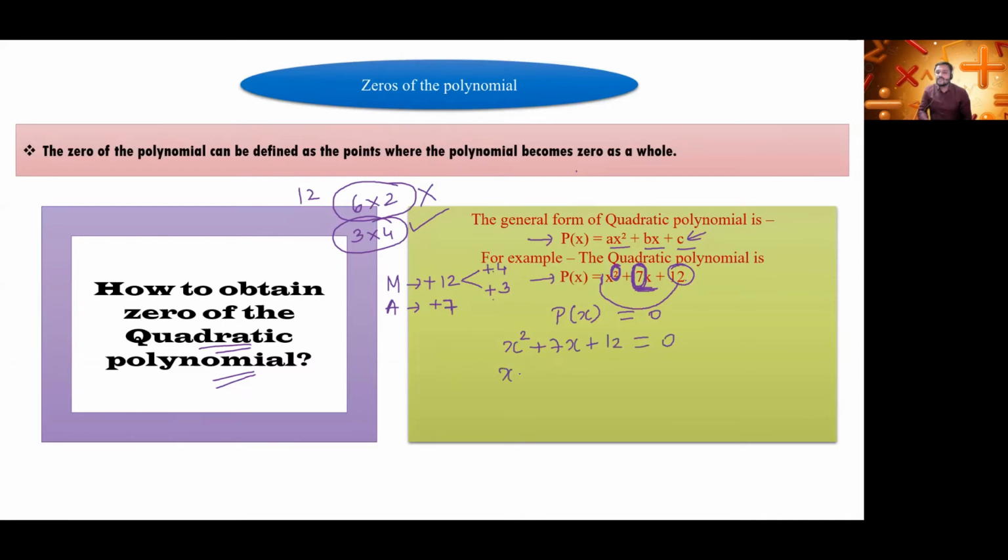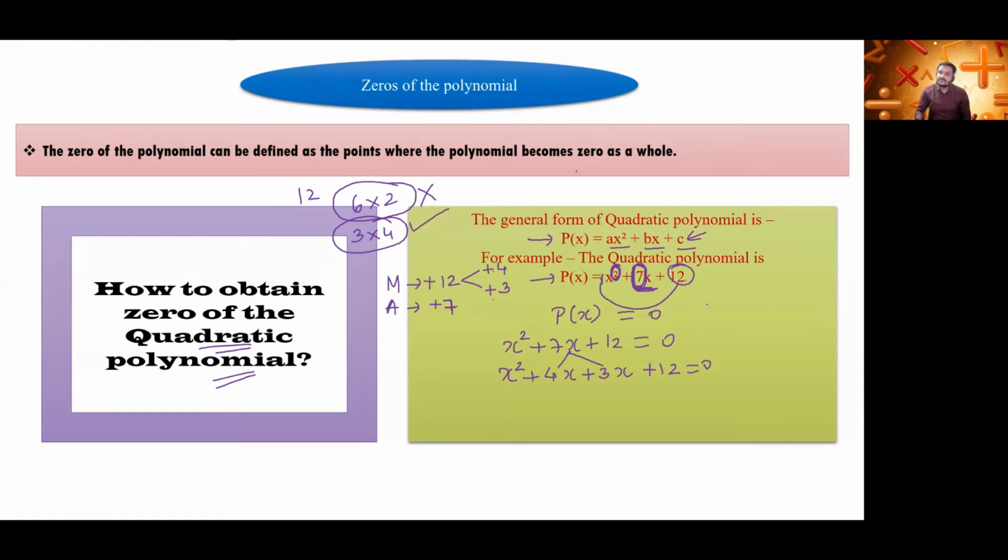Now, in place of this 7x, what can I write? I can write 4x plus 3x. That means I have split the middle term. Plus 12 will be equal to 0. Now why did we do this splitting? Can anyone tell me the reason? Why have we done this splitting?